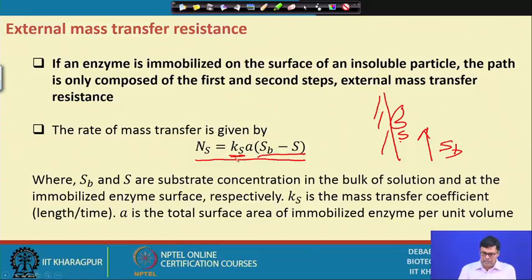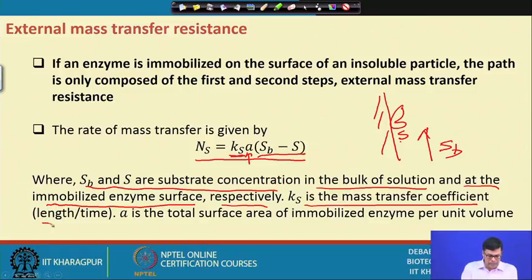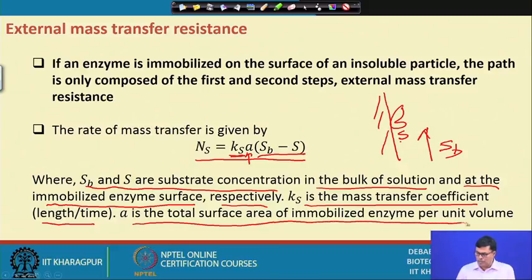Ks is the mass transfer coefficient, A is the interfacial area, that is, how much area the mass transfer takes place over. So, what we have written here: Sb and S are the substrate concentrations in the bulk of the solution and at the immobilized enzyme surface respectively, and Ks is the mass transfer coefficient, whose unit is length per unit time, and A is the surface area of the immobilized system per unit volume. Per unit volume means if A is the surface area and volume is V, then A is like this.